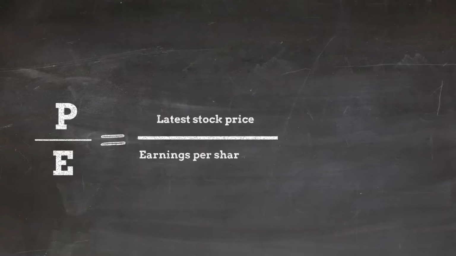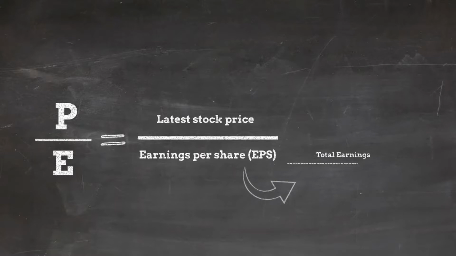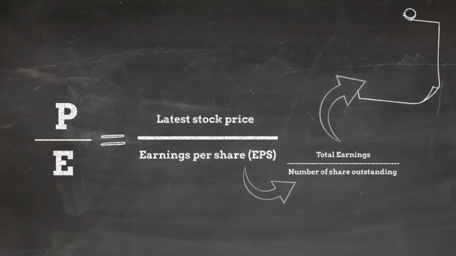So what is this PE ratio? P is the current market price of the stock. E here stands for earnings per share. You get this number by dividing the company's total earnings by the number of shares it made available to investors to buy. You can get this earnings number very easily from a company's financial statement.